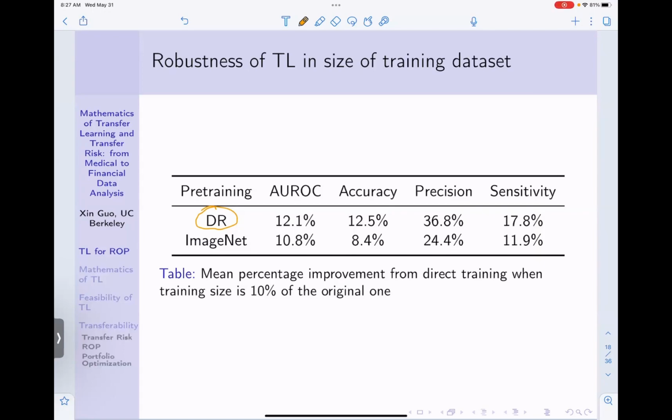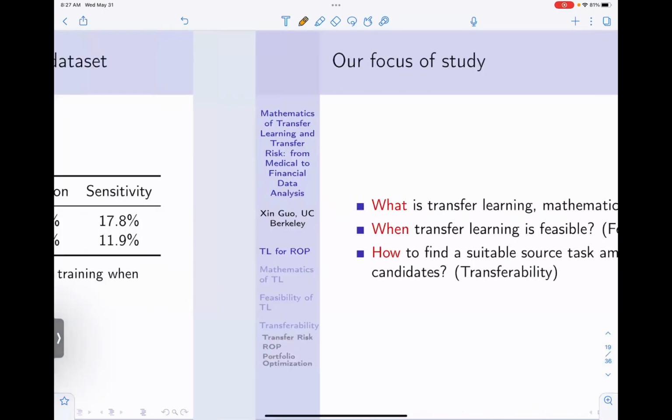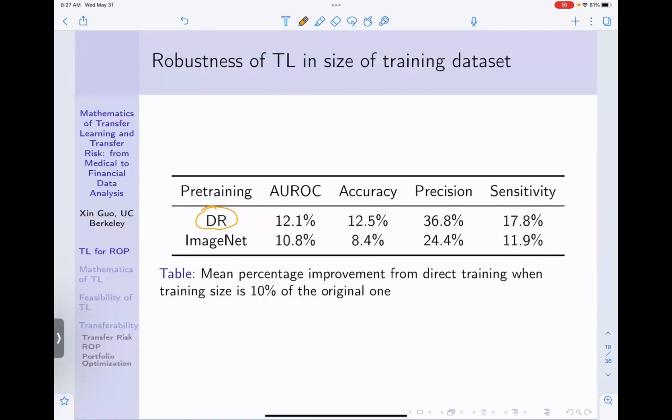Okay, so that's the motivating example when we were doing this practical analysis for doctors and trying to help them do this analysis. Then it's really the beginning of our research.